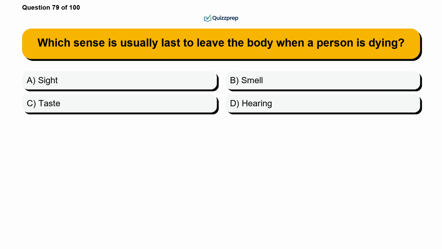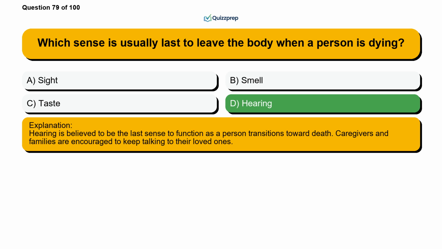Question 79. Which sense is usually last to leave the body when a person is dying? Option A, sight. Option B, smell. Option C, taste. Option D, hearing. The correct answer is option D, hearing. Hearing is believed to be the last sense to function as a person transitions toward death. Caregivers and families are encouraged to keep talking to their loved ones.